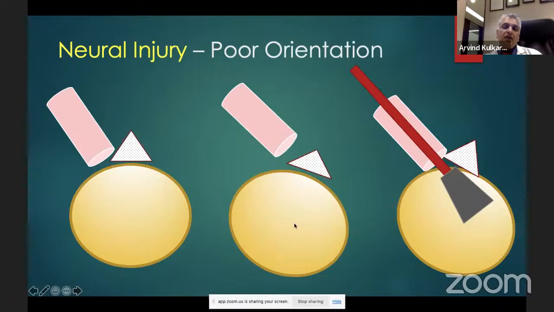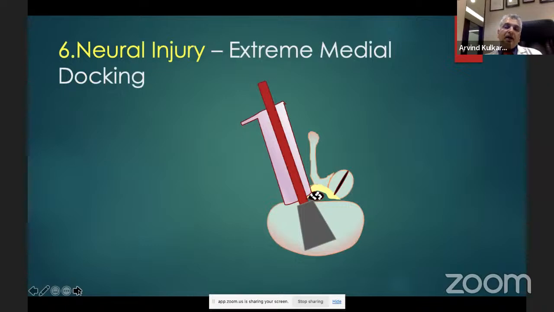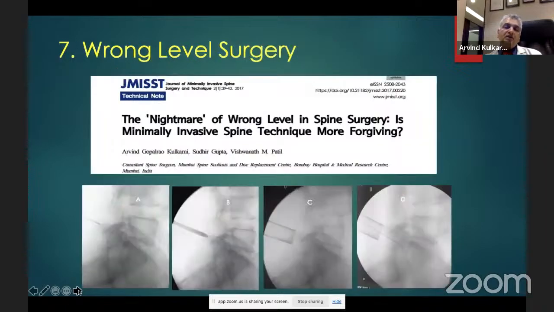One more reason why you can have a nerve injury is failure to derotate. So you do an ipsilateral decompression, you do a contralateral decompression when you're doing a TLIF procedure, and if you don't rotate the patient and try to push in your cage in the angle, then you can retract the dural sac and cause neural injuries. Again, if your docking is too medial, you can injure the dural structures.